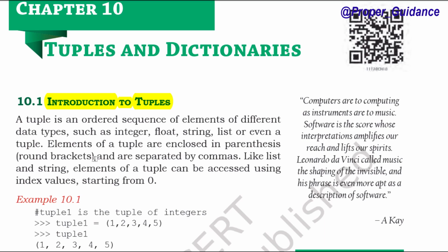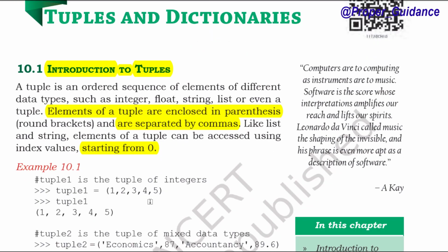A tuple is an ordered sequence of elements of different data types such as integer, float, string, list, or even a tuple. Elements of a tuple are enclosed in parentheses, that is the round brackets, and separated by commas. Like list and string, elements of a tuple can be accessed using index values starting from 0. This is same as list or array. You can write like this, that indices.